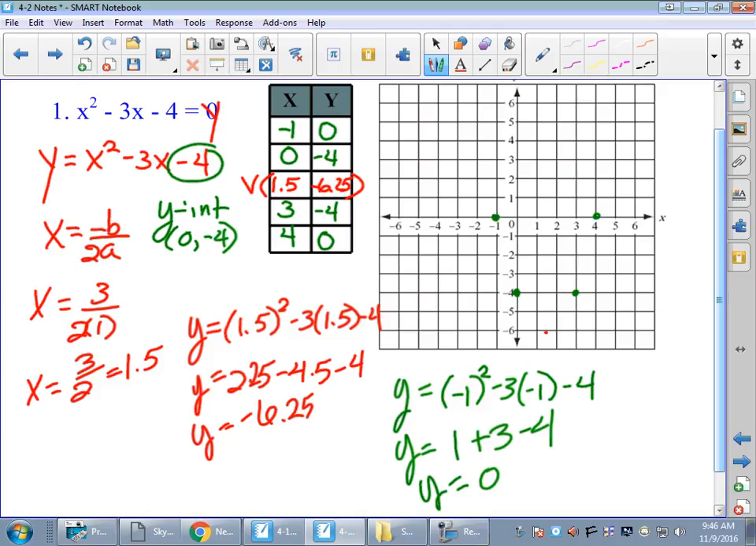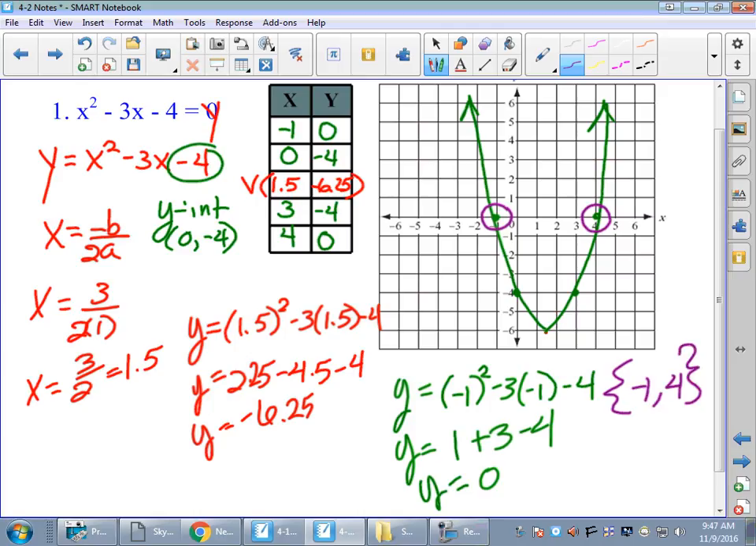And actually, those are my solutions. So I can finish my graph. And not only do we finish our graph, we can see that there's 2 solutions. I can see that the 2 solutions are at negative 1 and positive 4. So I write them as solutions.